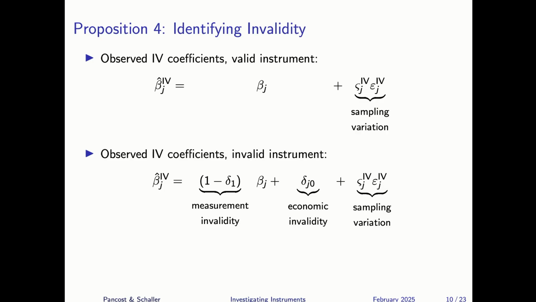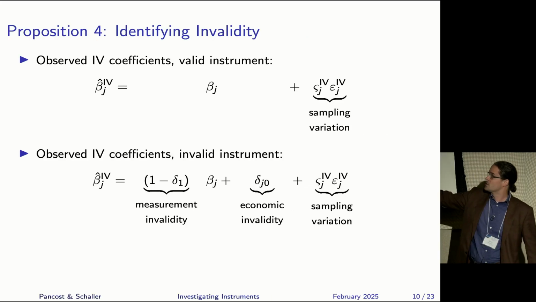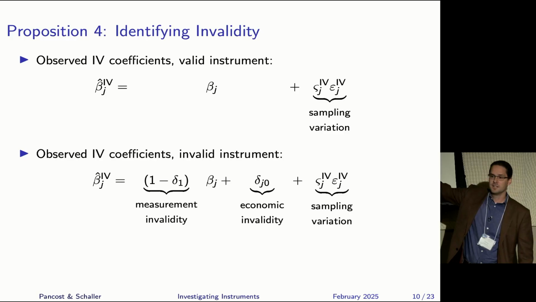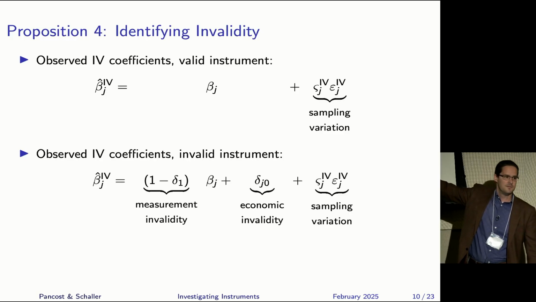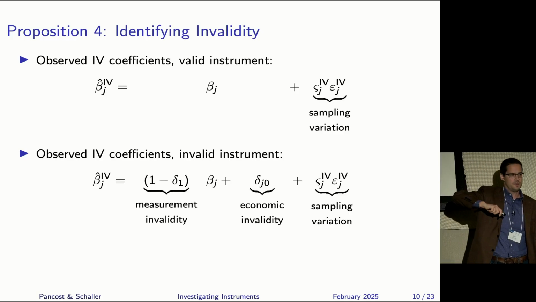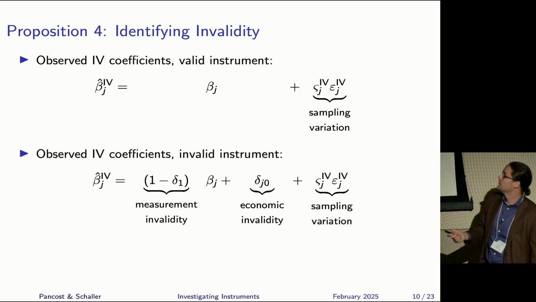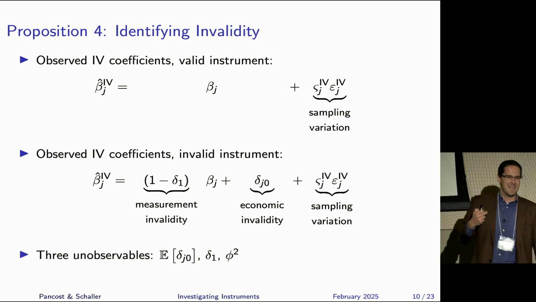So just like with the OLS, if your instrument is invalid, there's a slope effect, which comes from measurement invalidity, and a level effect, which comes from economic invalidity. And these two things are going to confound our meta-regression. Okay? But that's not all.